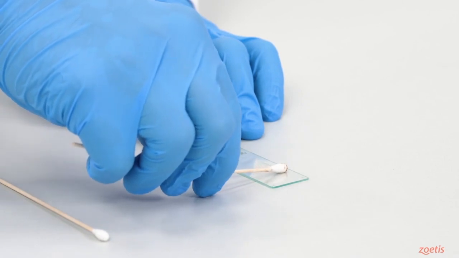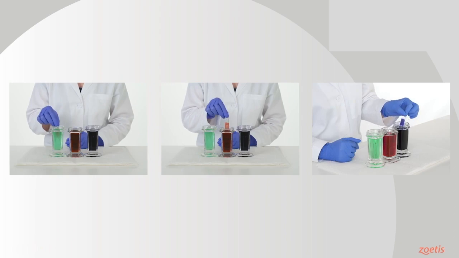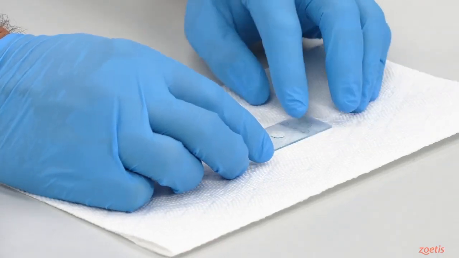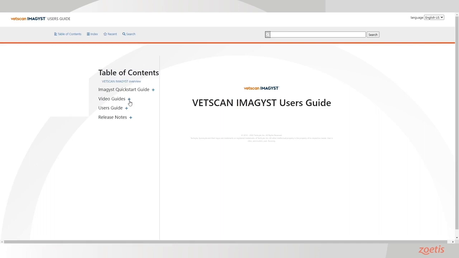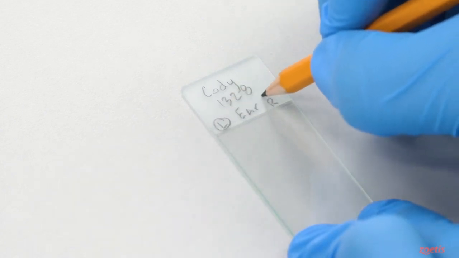After properly preparing your slide and allowing it to air dry, you will need to stain the slide. Once a slide is prepped and stained, add a cover slip. Refer to our how-to videos on preparing a dermatology slide in the user's guide. Include a meaningful label or handwritten text on the slide.